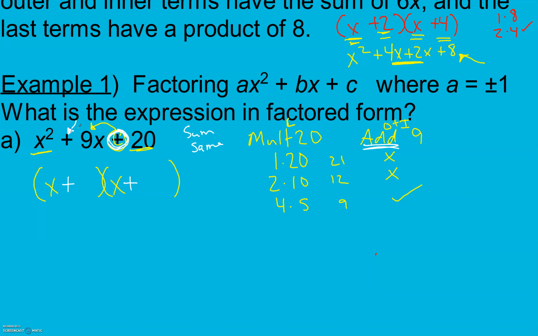They're both going to match the middle here, both be positive, because positive 4 times positive 5 gives me positive 20, and 4 plus 5 gives me 9. So 4 and 5. To check here, we FOIL back. X squared, outsides, insides, lasts, combine our like terms, and we get back to our original amount.